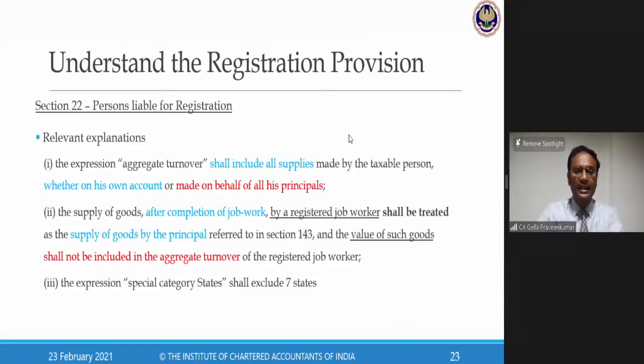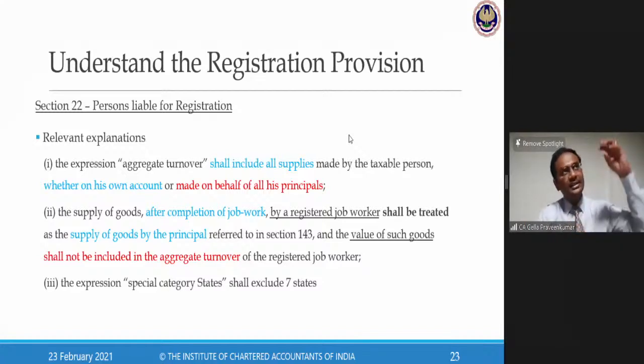Let me see if there are any questions. There's one question from Padmanabhan, where he says, sir, section 22.3, there is no deemed registration on succession. It is not deemed registration. It is a compulsory registration. Padmanabhan, on deemed registration, okay, I understood your question.